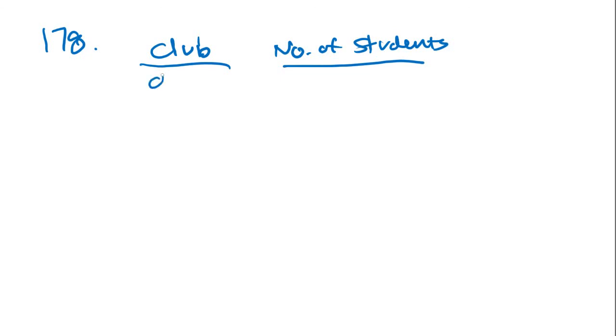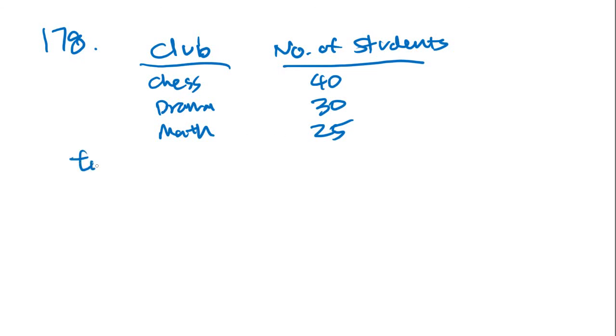178 has a table that I'll draw really quickly. It says clubs and number of students. And they tell us that there's a chess club, drama, and math, and that there are 40, 30, and 25 students. And it says, at this school, no student is in all 3 clubs. 10 students are in both chess and drama, 5 in both chess and math, and 6 in drama and math. How many different students are in all 3 clubs? So what are the total students?